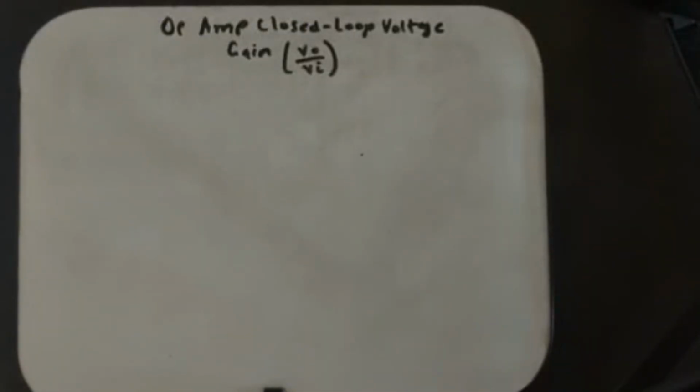Guys, welcome back to SciMath, and today we're going to be talking about the op-amp closed loop voltage gain, which is VO over VI, where VO is the output voltage and VI is the input voltage. So let's get started.